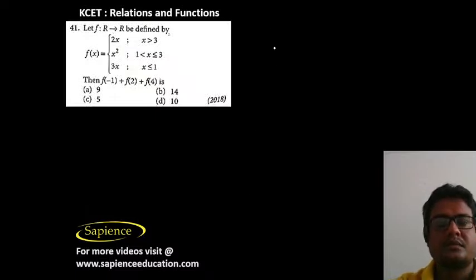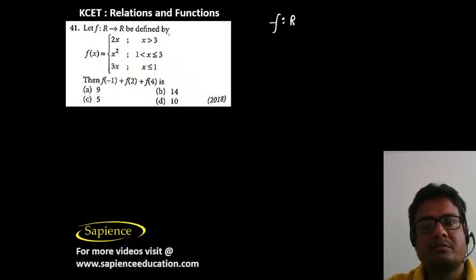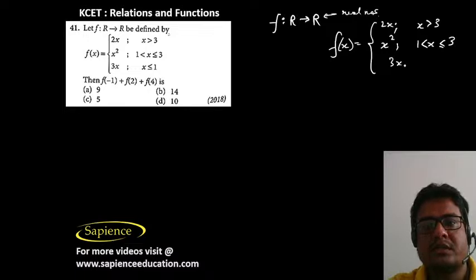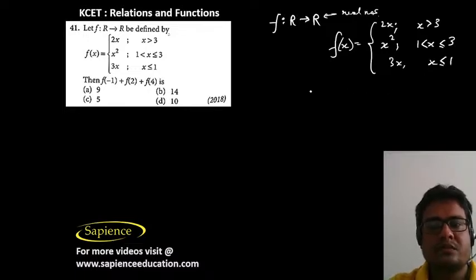Okay, then let f be a function which maps from R to R, R is a set of real numbers, and which is defined as f of x equal to 2x when x is greater than 3, and it is x square when x is greater than 1 and less than or equal to 3, and it is 3x when x is less than or equal to 1. Then we have to find f of minus 1, f of 2 plus f of 4.